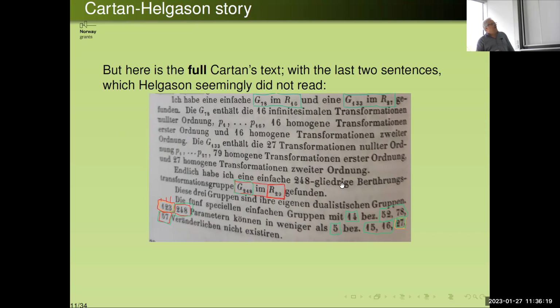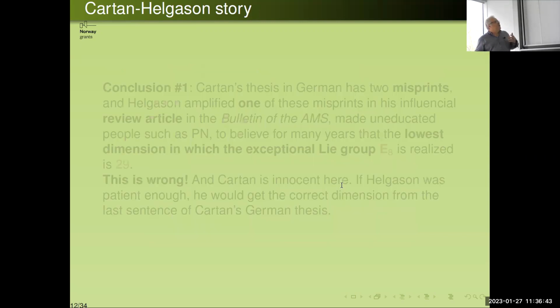123. What Helgason took to his review paper, he just read this sentence and said, okay, E8 is realized in R29. If he read the last sentence, he would understand that E8 is realized in 57. And actually, Cartan explicitly writes that it cannot be lower than this dimension. And he says here 29. And for me, this Helgason story was the main source of my knowledge. And for years up to this year, I was believing that E8 can be realized in dimension 29, right?